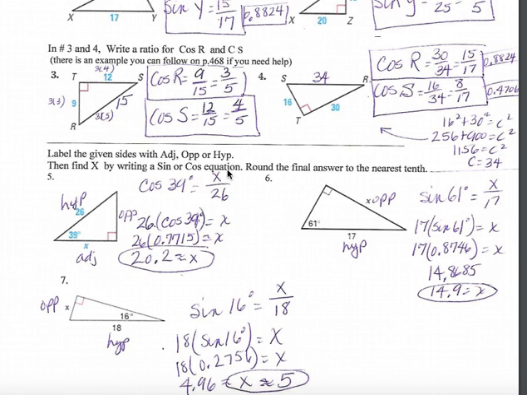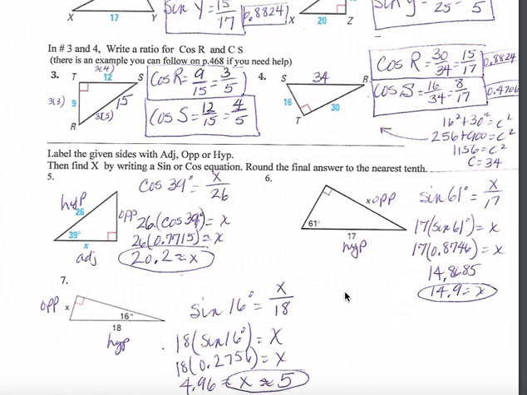Cosine of 39 degrees is leg length x over the hypotenuse length 26. Multiply each side by 26, so x is 26 times the cosine of 39 degrees. Cosine of 39 degrees is about 0.7715, as long as your calculator is in degree mode. Make sure it's in degree mode. And you'll get about 20.2.